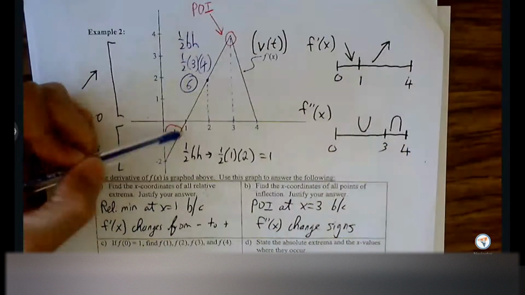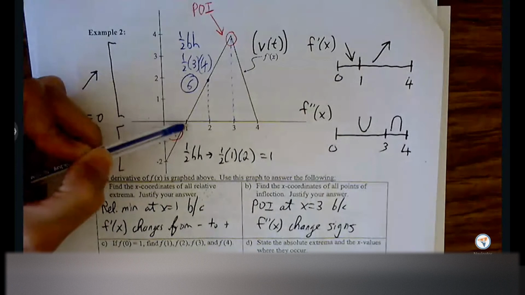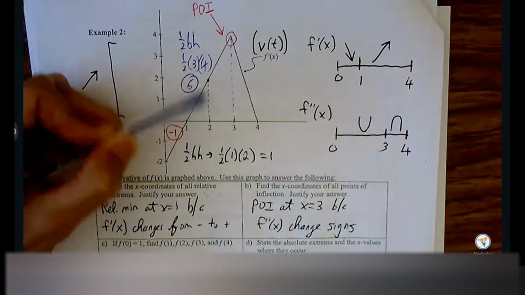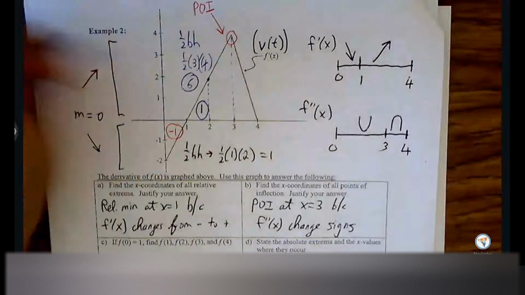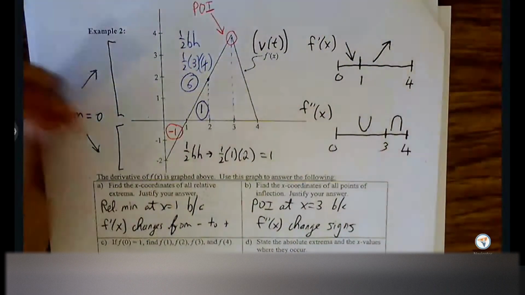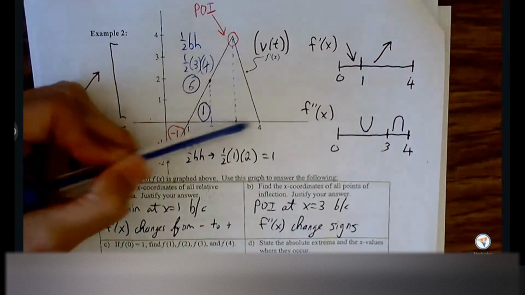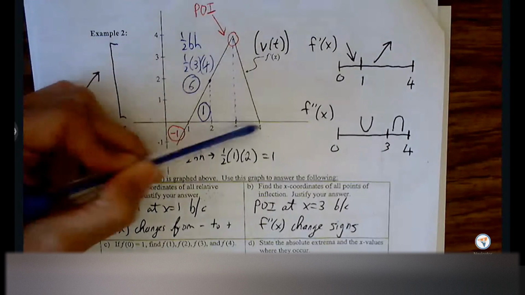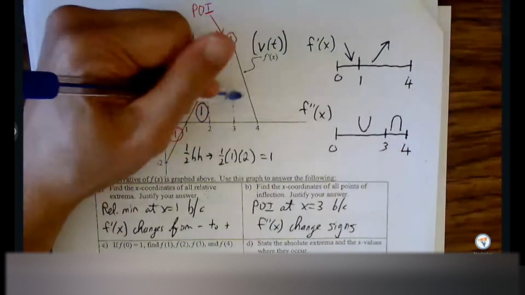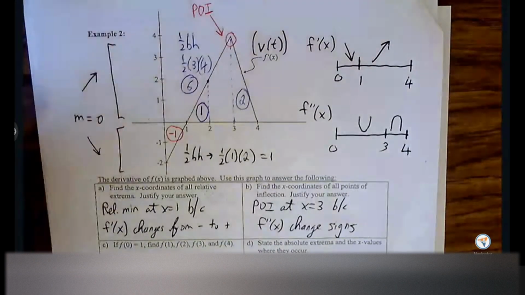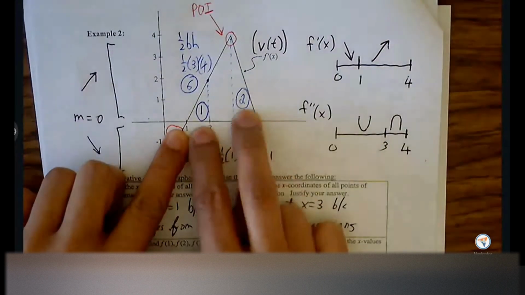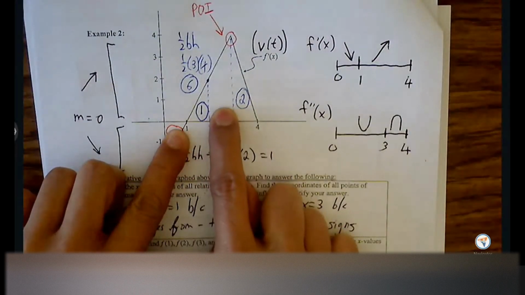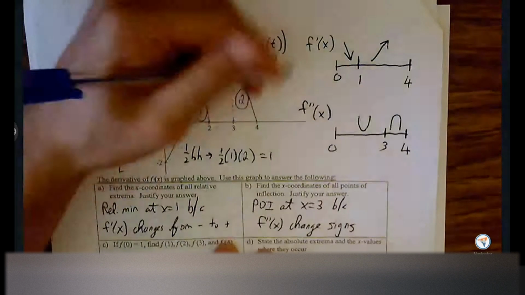Okay, let's start here. 1/2 base times height. This is 1/2 times 1 times 2. So that's going to give me an area of 1, positive, because it's above the x-axis. And this is also a triangle here. 1/2 base times height, 1/2 times 1 times 4. That's an area of 2. We know this large triangle has an area of 6. I have 1 and 2 here, so this missing part must be what? 3. Okay.